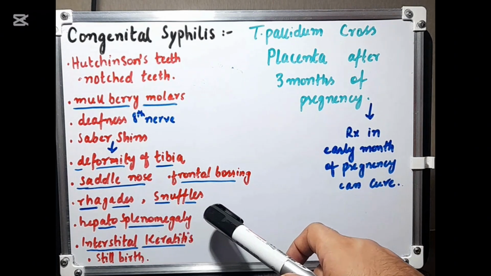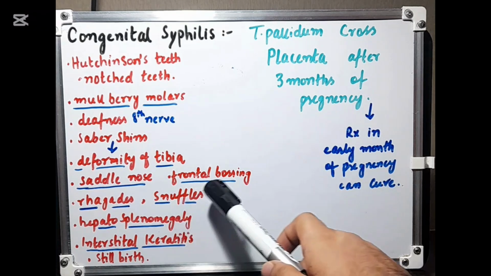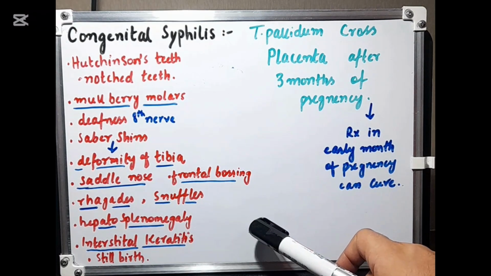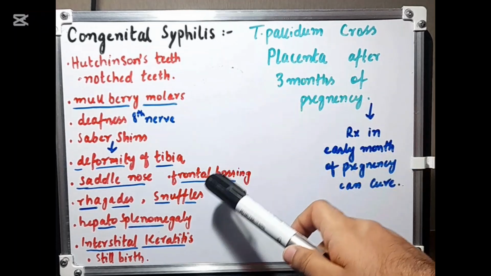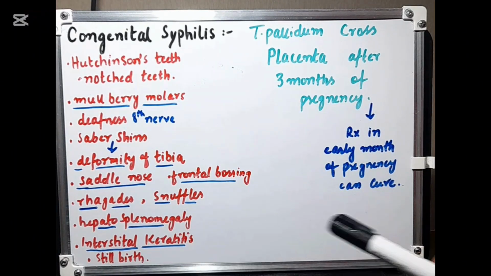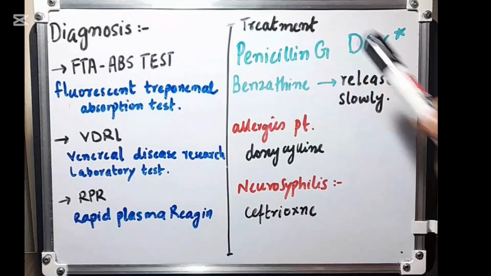Hepatosplenomegaly is also seen in congenital syphilis, followed by interstitial keratitis, which is the inflammation of the cornea, and congenital syphilis can also result in stillbirth, preterm or postterm birth. Now we will discuss diagnosis and treatment of syphilis.